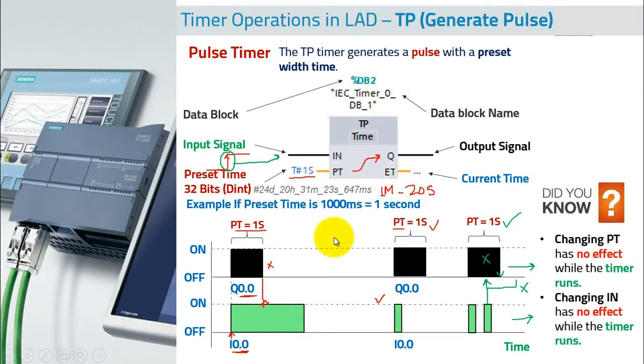In this example, we have a "did you know" fact. Changing PT has no effect while the timer runs, as I explained here: when the timer is running, this pulse will complete even if you change the preset time while the pulse is running. If you change this PT, this will not affect the pulse. Changing IN has no effect when the timer runs. This explains that if you change the IN once it's on, if you turn it off or turn it on again, this will not affect the pulse timer. So once the pulse starts, it will execute and then it will end.